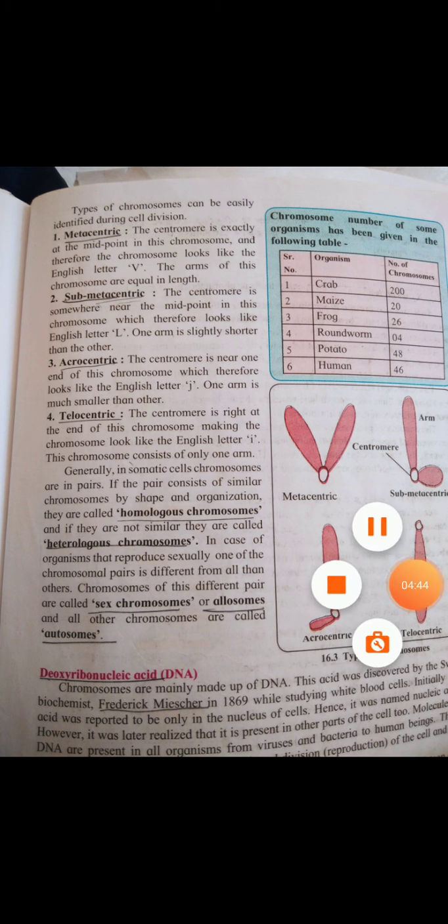In the picture 16.3, types of chromosomes, we can see the metacentric, submetacentric, acrocentric, and telocentric. If you observe carefully, they look like the V shape, L shape, J, and I.